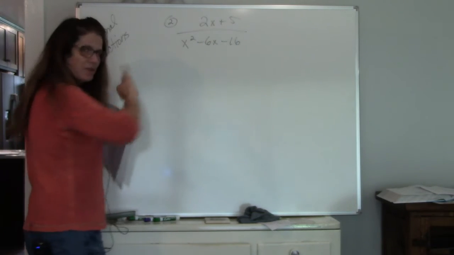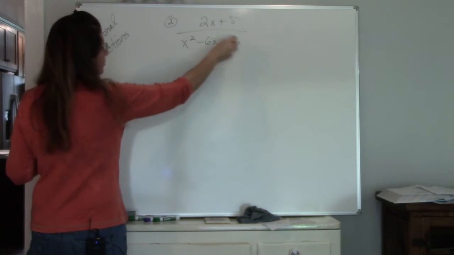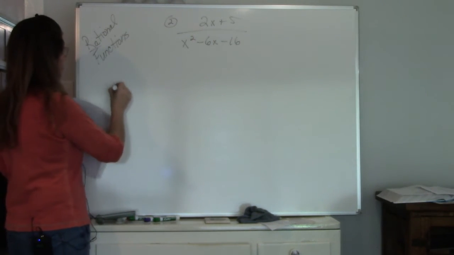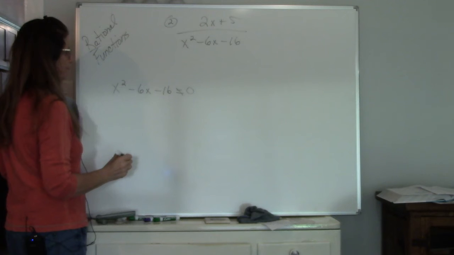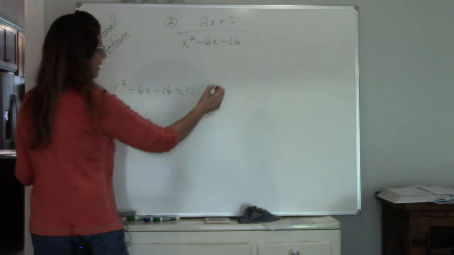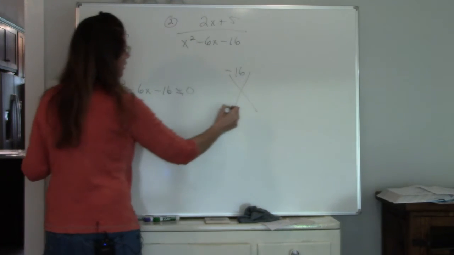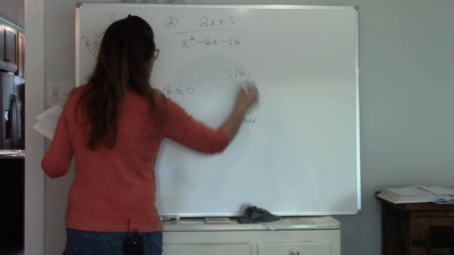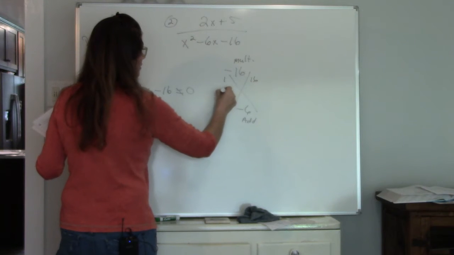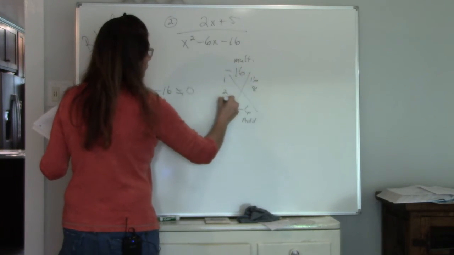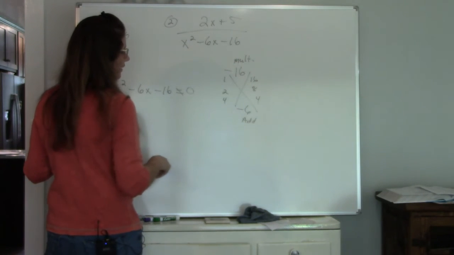Again, the top doesn't matter. You don't have to do anything to the top when finding the vertical asymptote or domain. The bottom is what you are setting to 0. So we're going to have x squared minus 6x minus 16 cannot equal 0. And now you're going to use your factoring techniques. So negative 16, what do you multiply to get negative 16? And what do you add to get negative 6? So the factors of 16: 1 and 16, 2 and 8, 4 and 4. You know that to multiply to get a negative, one of these values has to be negative.